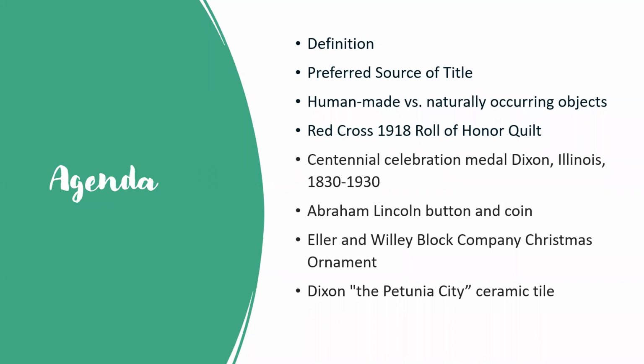The first one is the Red Cross 1918 Roll of Honor quilt. Next is the Centennial Celebration Medal from Dixon, Illinois, 1830 to 1930. Then there's the Abraham Lincoln button and coin, the Eller and Willey Block Company Christmas ornament, and finally Dixon, the Petunia City ceramic tile.